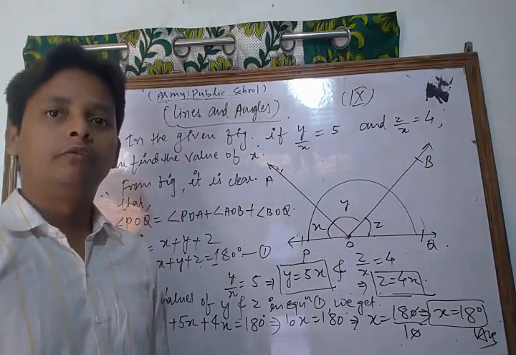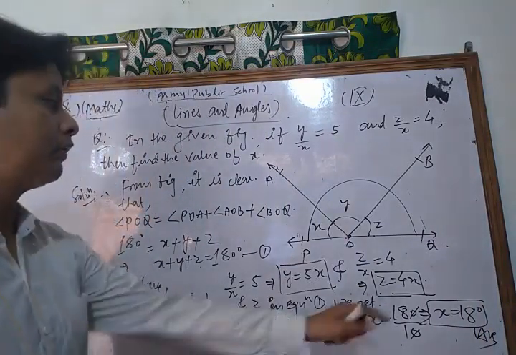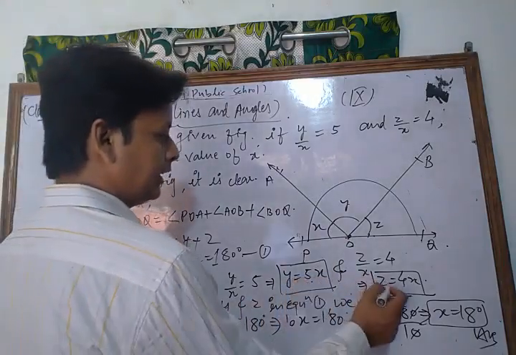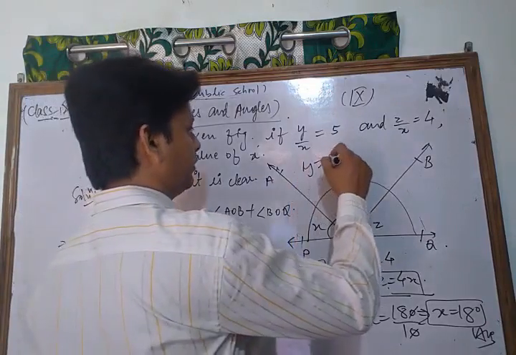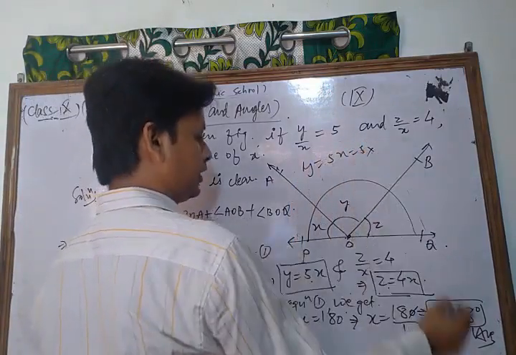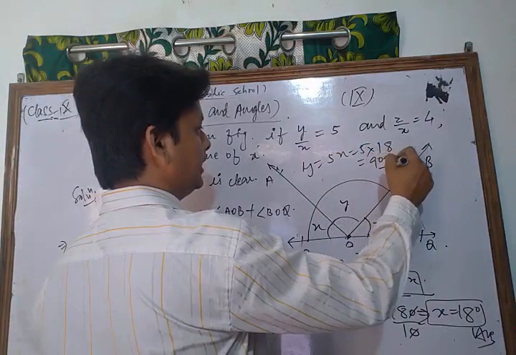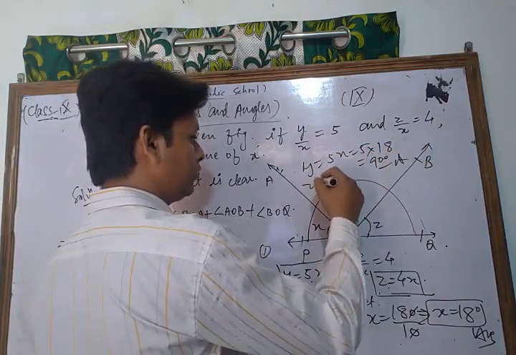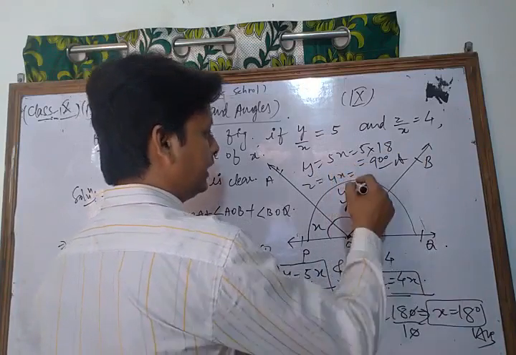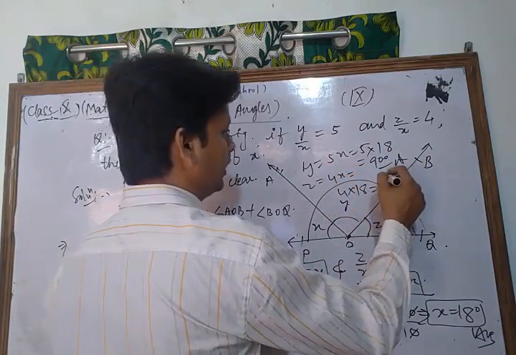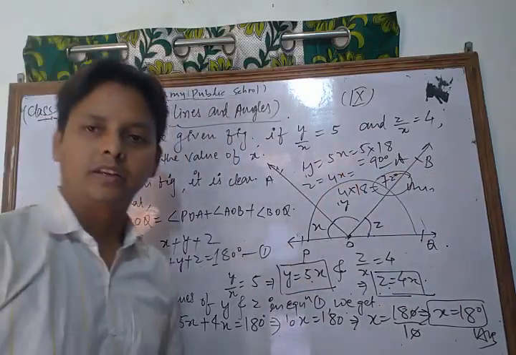Suppose we also want to find the value of y and z, then we put the value of x in those equations. Thus the value of y is 5x, so 5 into 18 is 90 degrees. This is the value of y, and the value of z is 4x, so 4 into 18 is 72 degrees. In this way we also find the values of y and z using the value of x.